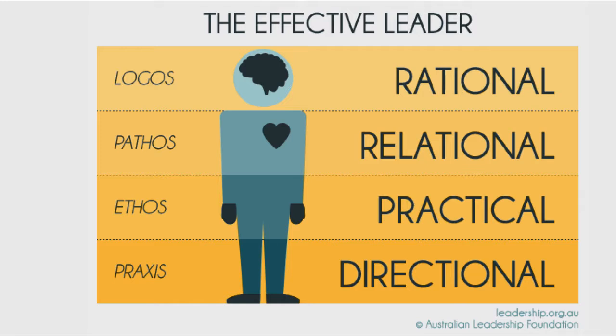So, an effective leader, there are basically four things that a leader can relate to. There's rational, which is your mind, relational, which is the heart, practical, and directional. The two most important ones, I feel, are rational and relational. In order to be an effective leader, you have to have a connection to a follower's intellect and to that follower's heart in order to make them passionate about the thing that they are doing and also passionate about being a member of the organization.